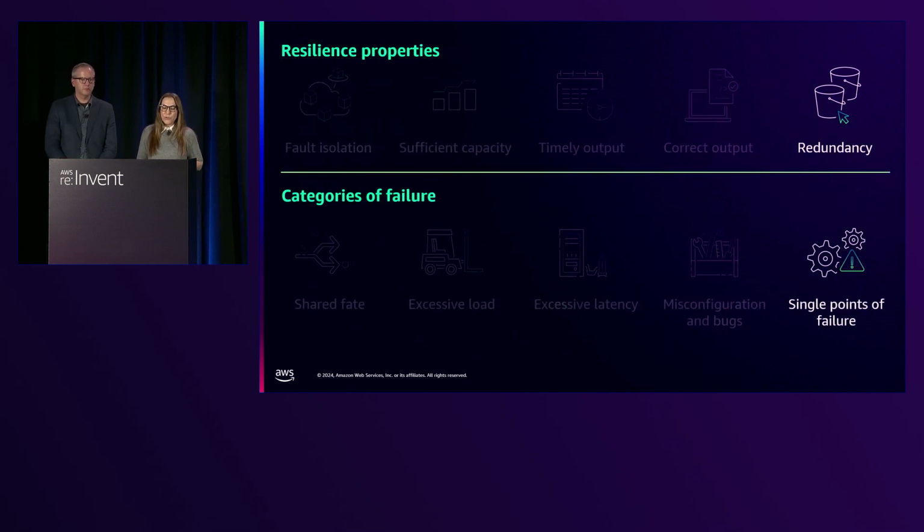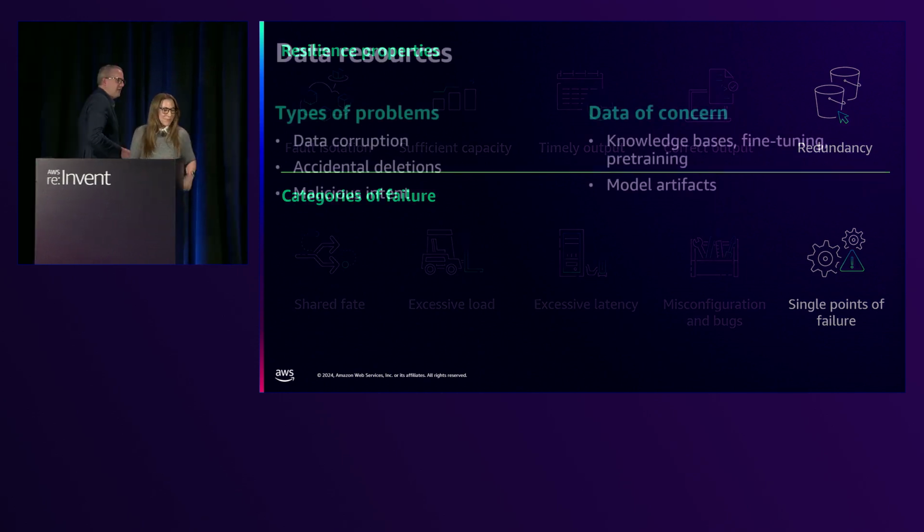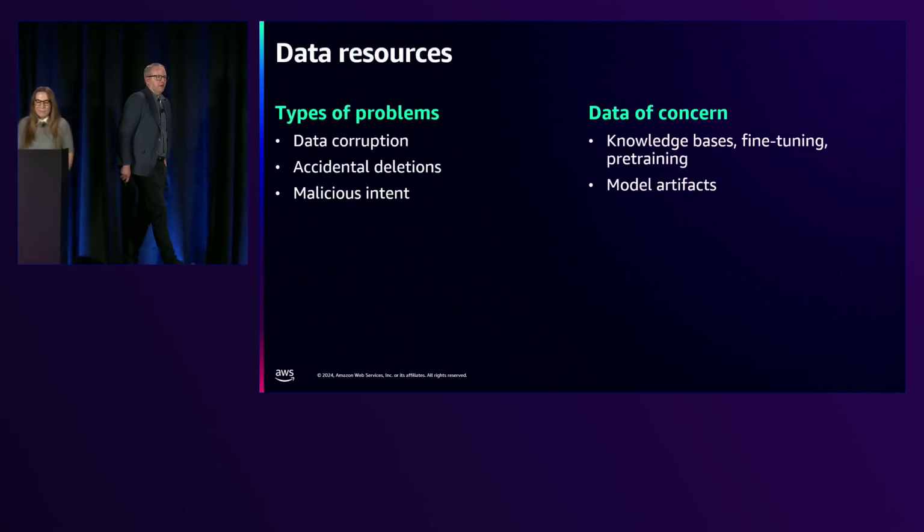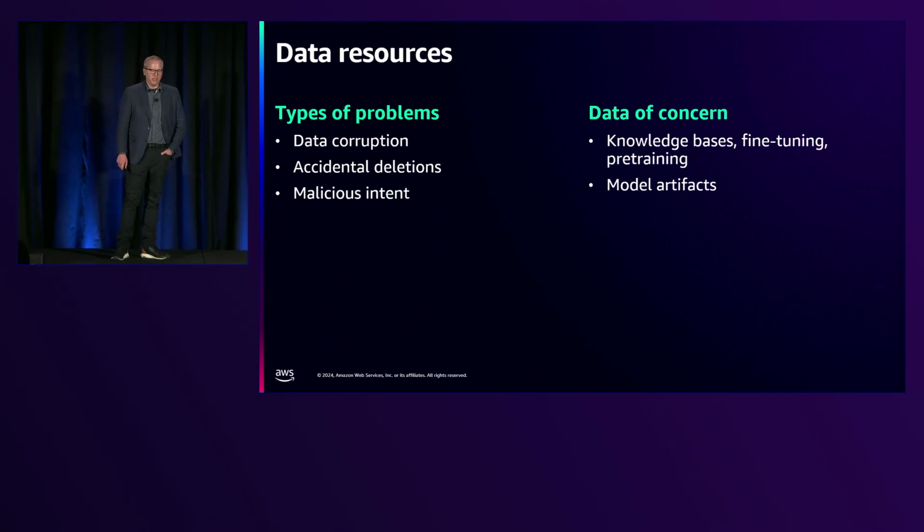Okay, so our final resilience property focuses on redundancy and eliminating single points of failure in our Gen AI workloads. This critical aspect goes beyond just data backups. It extends to creating redundant components throughout our entire AI pipeline. But for this discussion, we're going to start with the data. Randy? Thanks. So this should be a fairly easy to understand section.